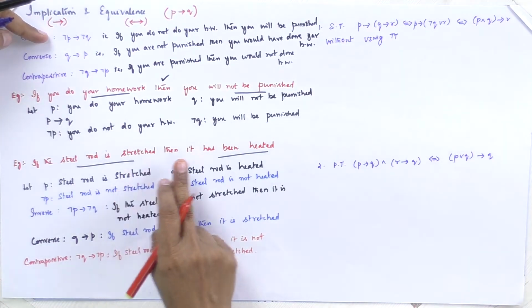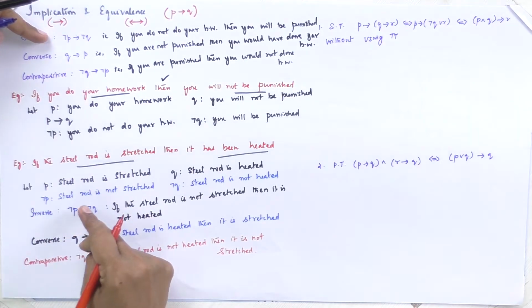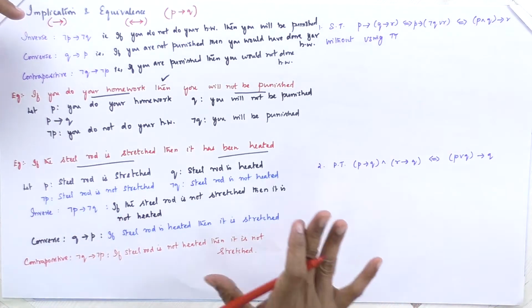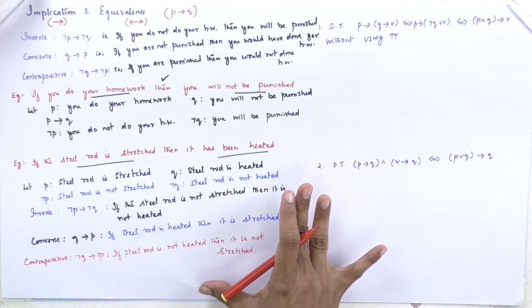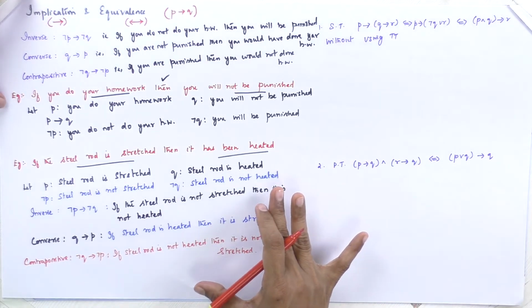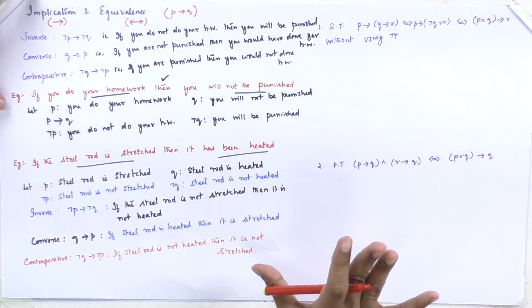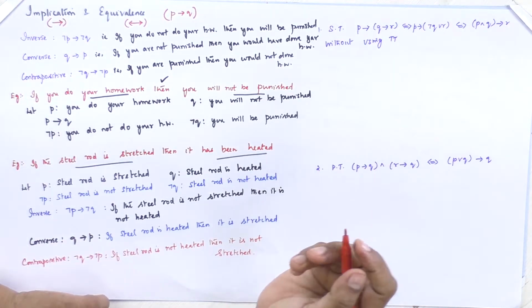Whenever we identify the keywords and assign them to the variables, after that we can go by these statements. Then it will be very easy and we will not go anywhere wrong. So this is how one can find out the inverse, converse and contrapositive of any given conditional statement. Okay, now let us see.